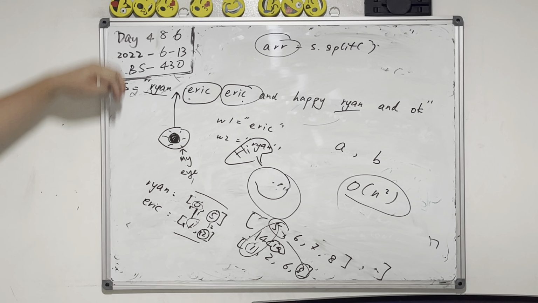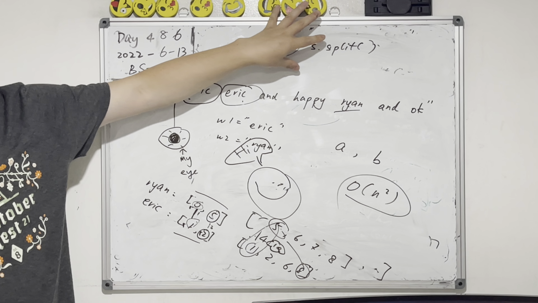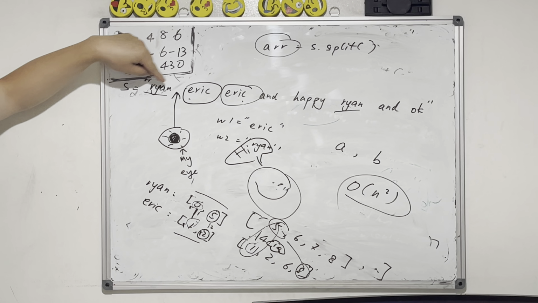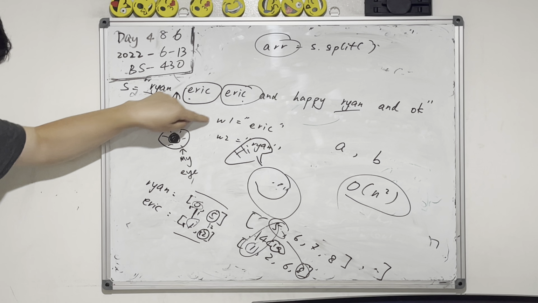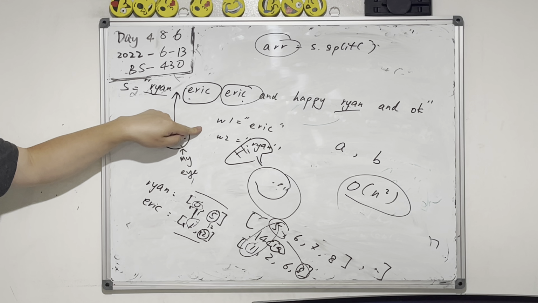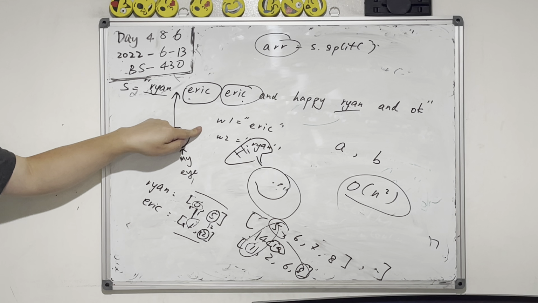That's very slow. Another way: first of all, obviously we need to split the sentence into words. We'll go through the words. If it's any of these words, then we check if it is the same as the previous one.